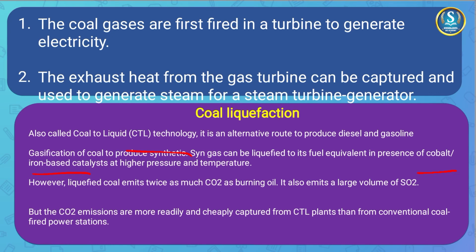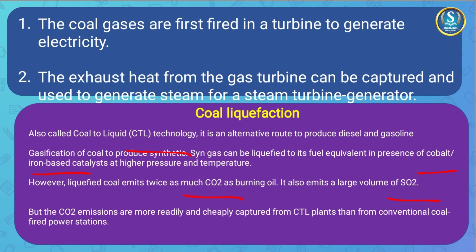because it is completely carbon here. So it will emit more carbon dioxide, and it also emits a large amount of sulfur dioxide. It emits a lot of carbon dioxide, almost twice that emitted by petrol or diesel, and moreover a large amount of sulfur dioxide as well. So can this coal to liquid technology not be used at all?